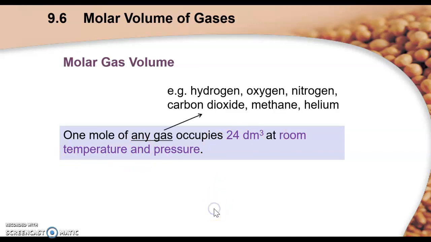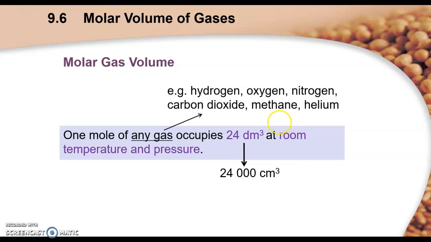Any gas refers to hydrogen, oxygen, nitrogen, carbon dioxide, methane, and helium. It doesn't matter what the chemical formula of the gas is, and it doesn't matter about the molar mass of the gas. You just need to understand that as long as it is a gas, at the same conditions, they will occupy the same volume.